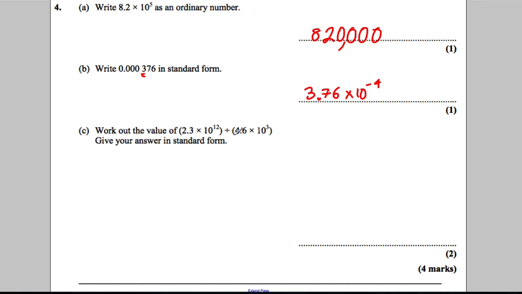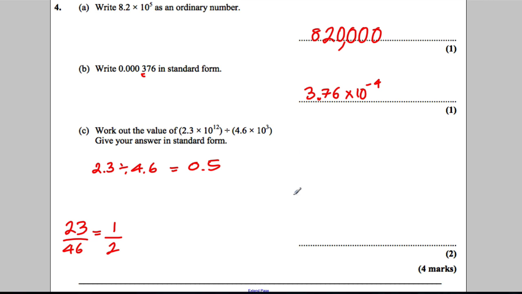And work out the value of this without a calculator. Well, 2.3 divided by 4.6 is a half, is 0.5. How could you know that? Well, 23 divided by 46 is similar to this, and you can work out that that's a half because you could divide the top by 23, it's 1. You could divide the bottom by 23, it would be 2, so you get a half.